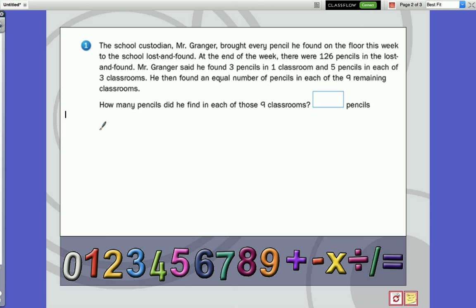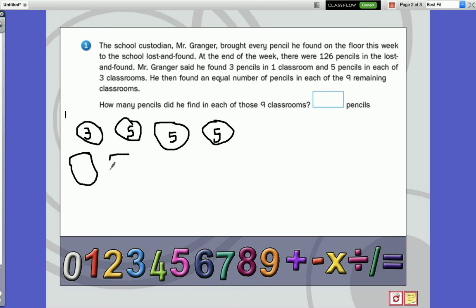So I'm going to start by drawing a picture because I like pictures. So here's the first classroom, and he found 3 in that classroom. And then it said he found 5 in 3 other classrooms. So I'm going to draw those 3 classrooms, and I'm going to put 5 in each of those. And then it tells us that there's 9 more classrooms, and we don't know how many he found in each of those. What we do know is that it's the same amount, and the total of all of the classrooms adds up to 126.